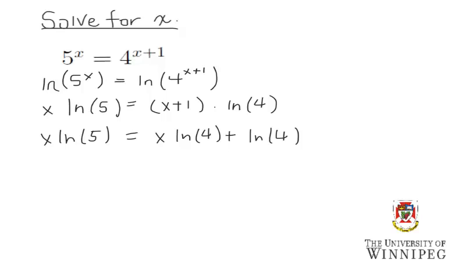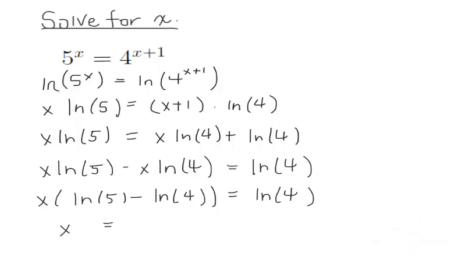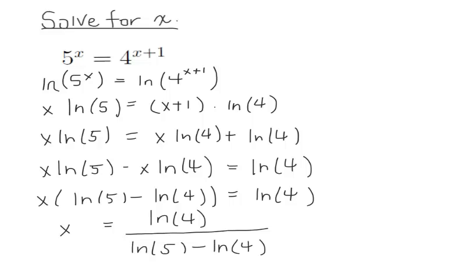Now what we need to do is collect our like terms that contain an x. I'm going to put them both over on the left-hand side of our equal sign. So I'm going to subtract x times ln of 4, and my right-hand side is going to be left as just ln of 4. Factoring out x on the left-hand side should give us ln of 5 minus ln of 4. And we can divide both sides by ln of 5 minus ln of 4. And that's going to give us a final answer of ln of 4 all over ln of 5 minus ln of 4.